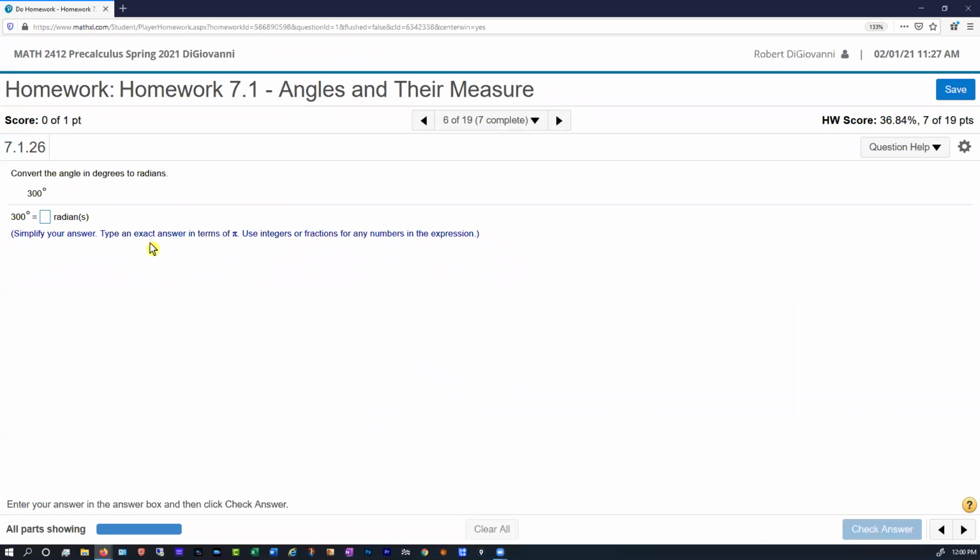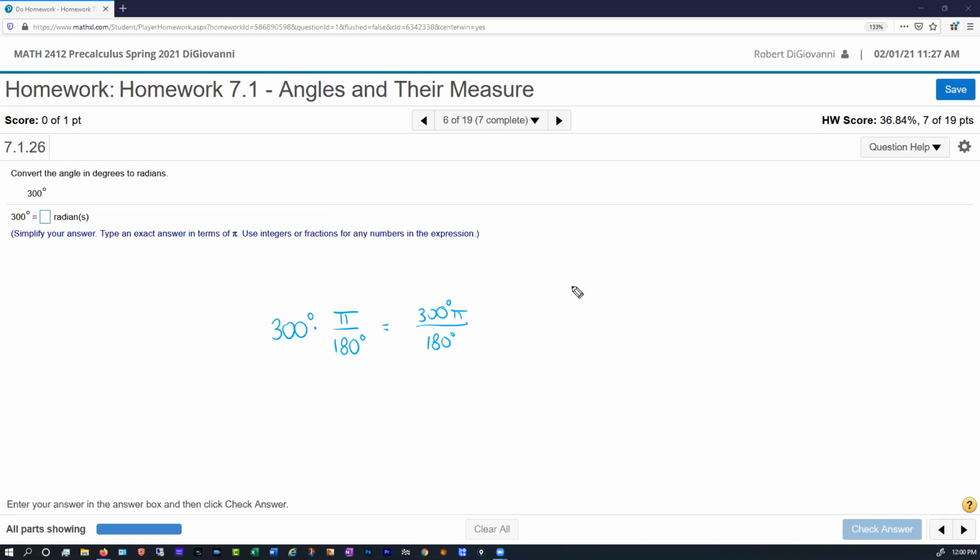All right, convert degrees to radians. So all we do here is we take 300 degrees, multiply that times pi over 180. That was our conversion factor. We're trying to get rid of degrees and go to radians. So I'm going to go 300 pi over 180 degrees. And now be careful here. It says type an exact answer in terms of pi. So I'm not going to get on my calculator and do 300 times pi.